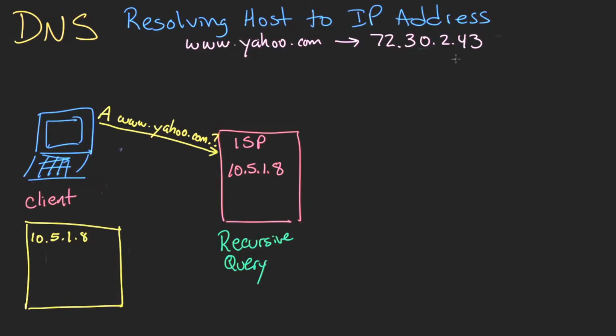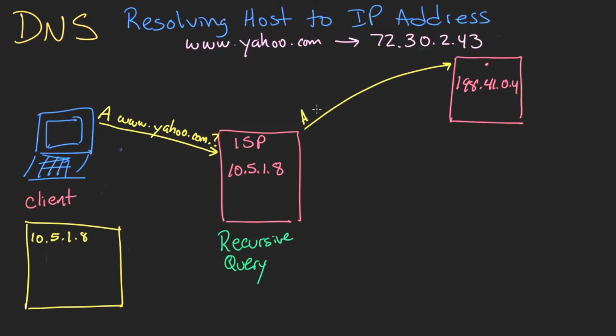And that someone else is going to be a DNS server for the top level root zone. Let's say its IP address is 198.41.0.4, which is an actual IP address of one of the root DNS servers. Your ISP is now going to forward your request to this DNS server, and it's going to ask the same question. What is the address for www.yahoo.com?